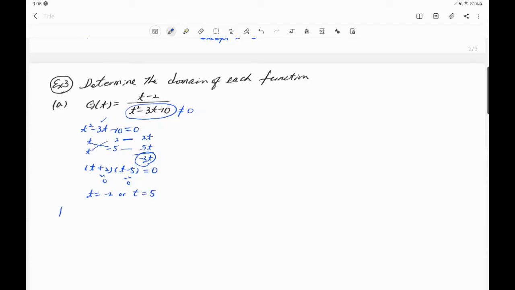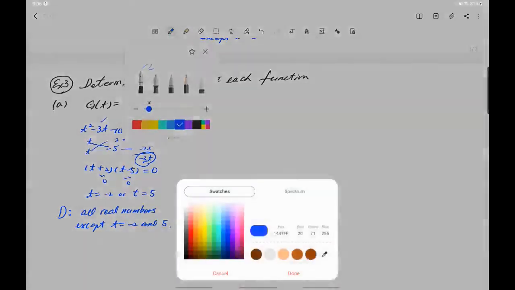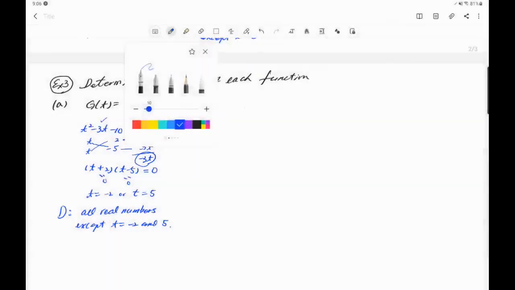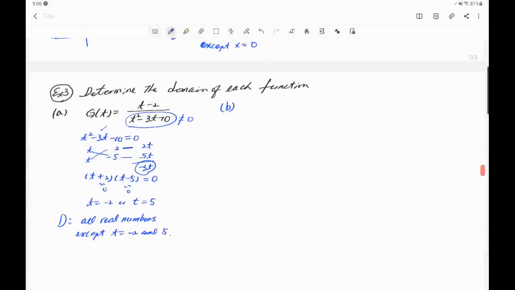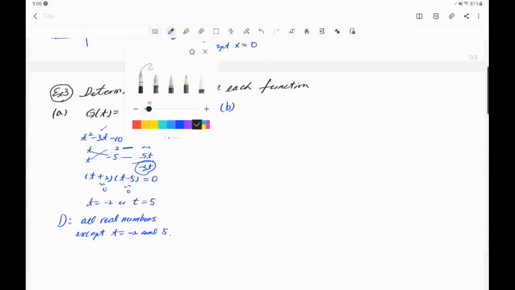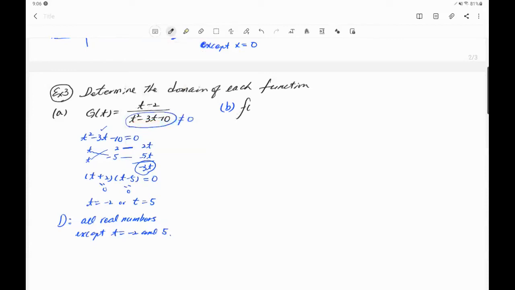So the domain is all real numbers except t equals negative 2 and 5. Make sense? All right, then let's try the next one. The next one has a square root: f of x equals square root of 4 minus x squared.